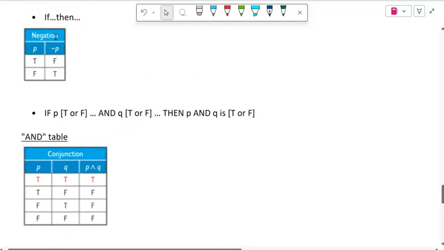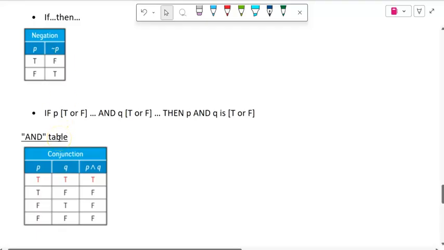For a negation, I wrote "if, then" above it. You're just saying if P is true, then the negation of P is false. If P is false, then the negation of P is true. It's just the opposite. If you ever see the squiggly line in front of the statement, it means not. So the truth value is going to be the opposite of the original statement.